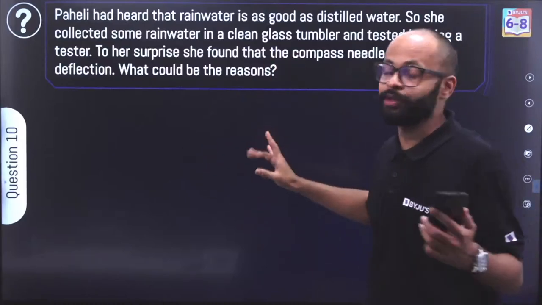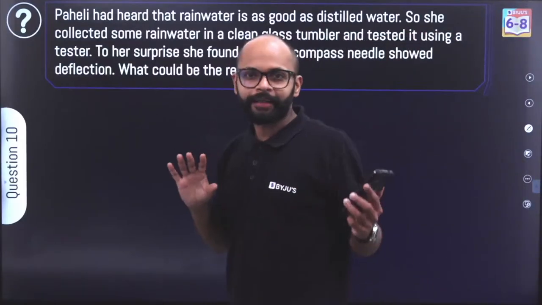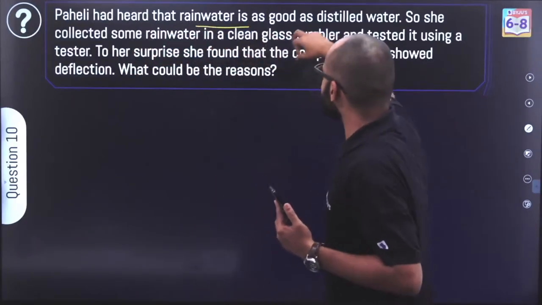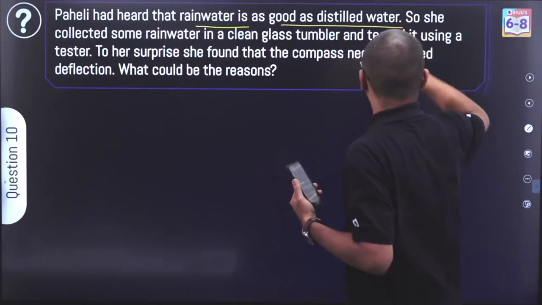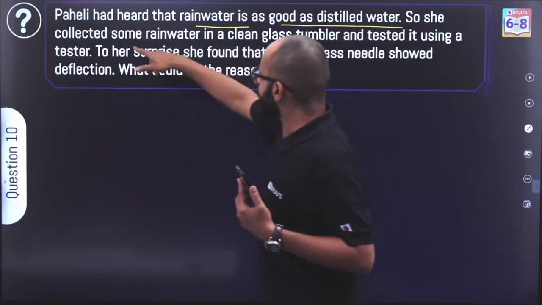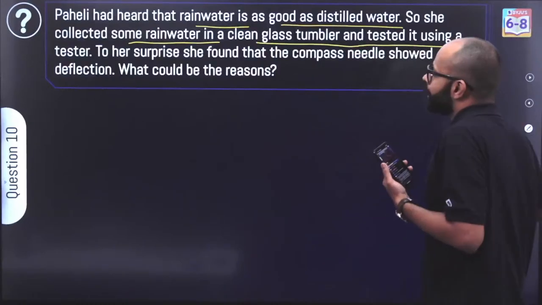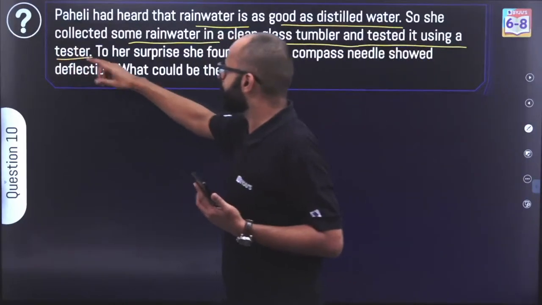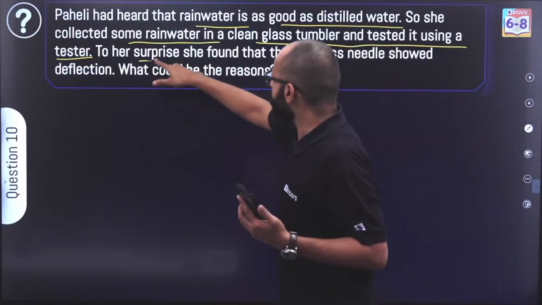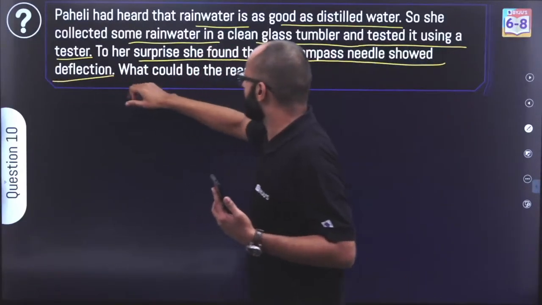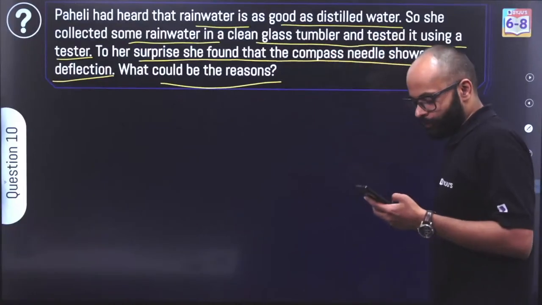In this whole chapter. See, Paheli, and this is what Paheli was doing. What was Paheli doing? Paheli had heard that rainwater is as good as distilled water. So she collected some rainwater in a clean glass tumbler and tested it using a tester. Okay? To her surprise, she found that the compass needle showed deflection. What could be the reason? What do you think? What could be the reason?